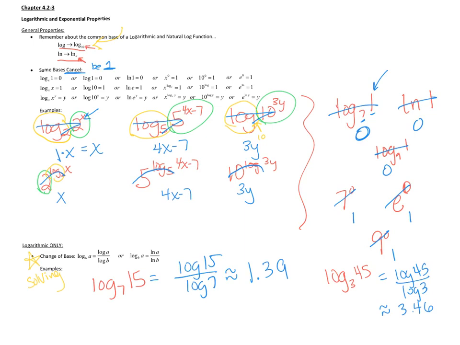But the idea is that we know how to change the base, one of our properties, so that when we start to solve in the next few sections, we'll be able to use this property to help us do that. So I should be able to use those properties of same bases canceling to help me simplify, whether it's written as a log or as an exponential. And I should be able to use change of base to take a log function with any base and change it into the common base.